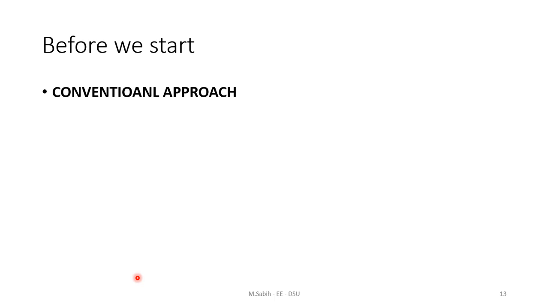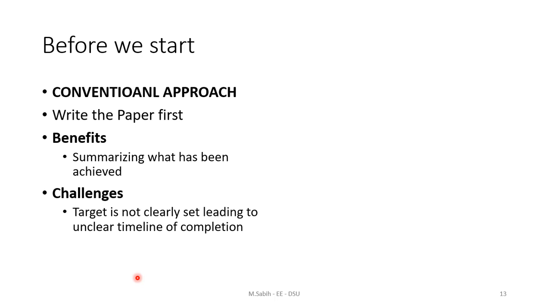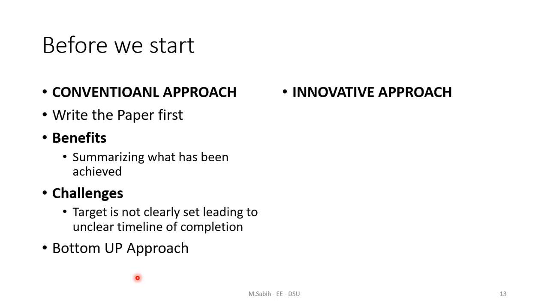But before we start, the conventional approach says first you have to write the paper. The benefits are summarizing what has already been achieved. Whatever you have achieved, you will summarize it. And the challenges are the target is not clearly set, leading to an unclear timeline of completion. Since you are tackling a challenge, sometimes you don't know how long it will take, and of course it's common that research will take long. The bottom-up approach is this one, conventional. I rather call it conventional.